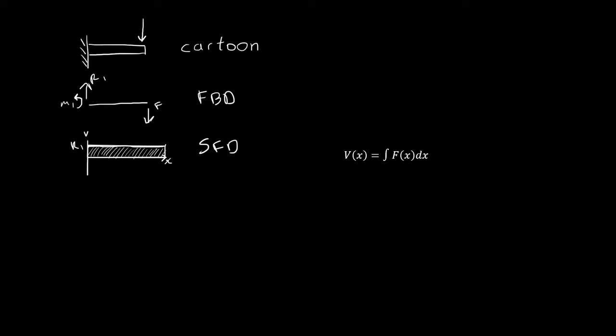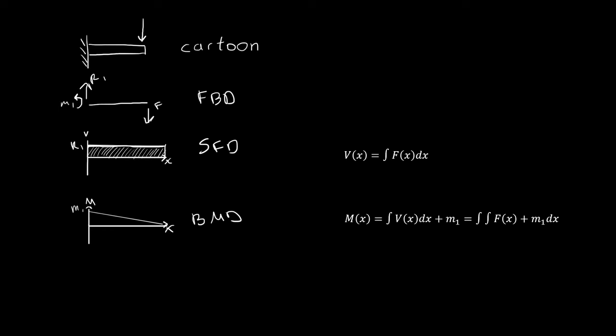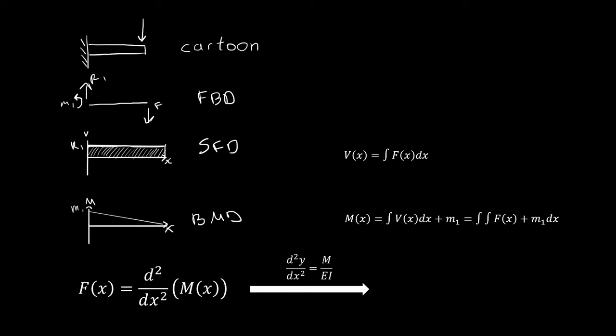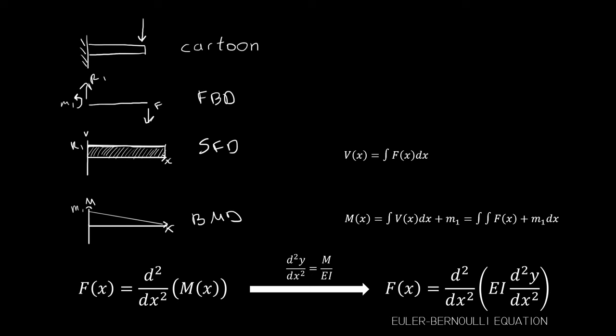Next is the bending moment diagram. This is the sum of the moments to the left of x, but a moment is force times distance. So the diagram is the area of the shear force diagram plus any moments to the left of x. So this is the integral of v of x plus some initial conditions. If we rearrange m of x and substitute the result from before, we come to the Euler-Bernoulli equation. And that's it. We've come to the result we wanted. However, it is easier to integrate twice than four times. So this is the formula we will be using from now on.